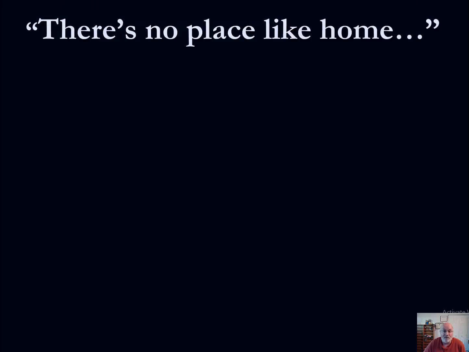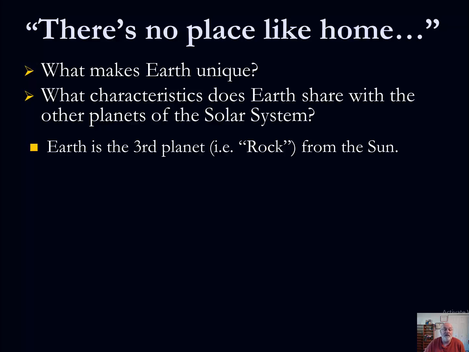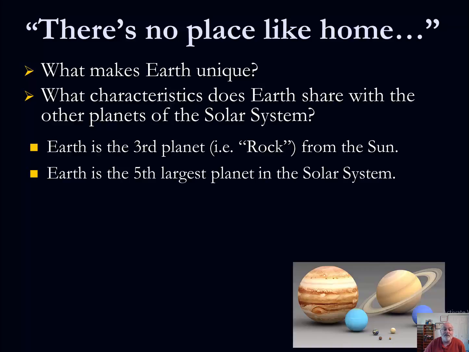No place like home. What makes Earth unique? What characteristics does the Earth share with other planets in the solar system? Earth is the third rock from the Sun. We have 4 terrestrial type planets through Mars, and then we start the Jovian planets, and we'll talk much more about those later on too. Earth is the 5th largest of the planets, behind Jupiter, Saturn, Uranus, Neptune, and there's the Earth. You can see the terrestrial planets are a lot smaller than the Jovian, or the gaseous planets.